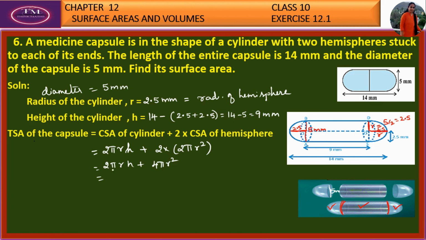So what is common here? 2 pi r is common. So if we take 2 pi r outside, there will be h remaining. Here 2 will be remaining, 2 into 2 is 4. So 2 and 1 r is remaining.